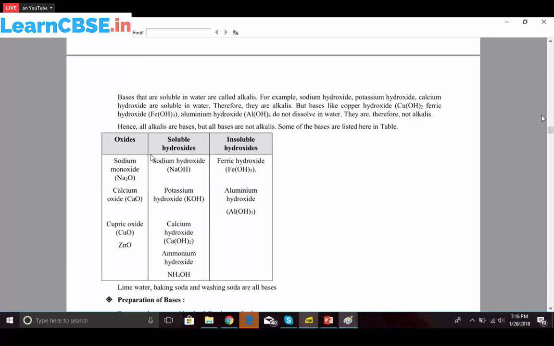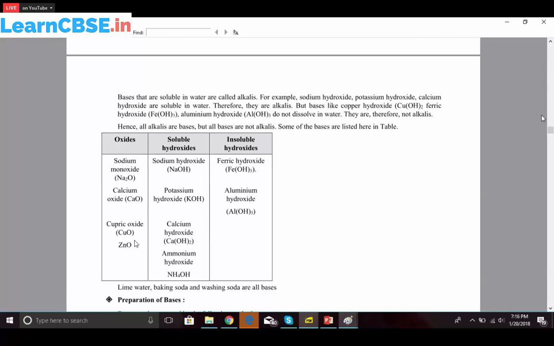Examples here: oxides, sodium monoxide, Na2O. When it is soluble in the water, we get sodium hydroxide. Insoluble hydroxide is Fe(OH)3. It is insoluble in the water. Calcium oxide, CaO, when it dissolves in the water, we get calcium hydroxide, that is nothing but slaked lime. Potassium hydroxide is easily soluble in water. And aluminum hydroxide, Al(OH)3, is insoluble in the water.